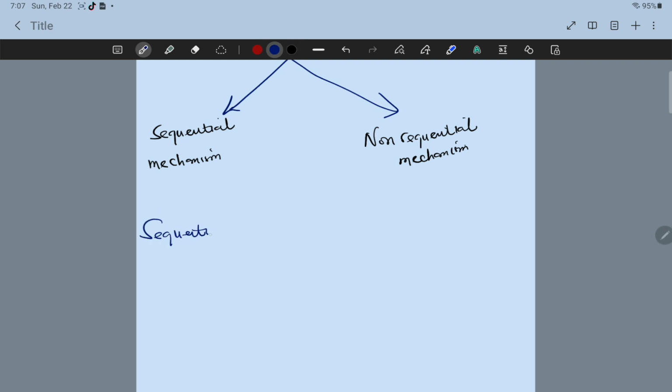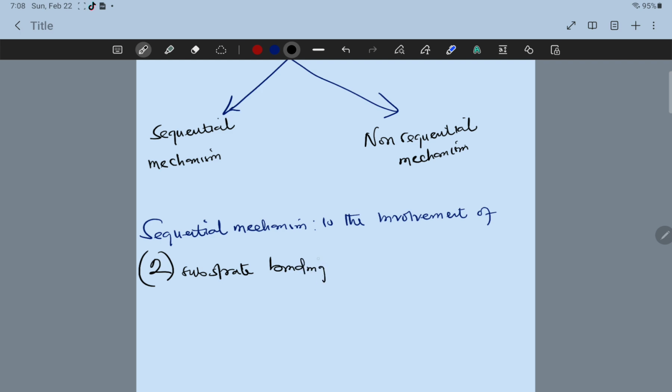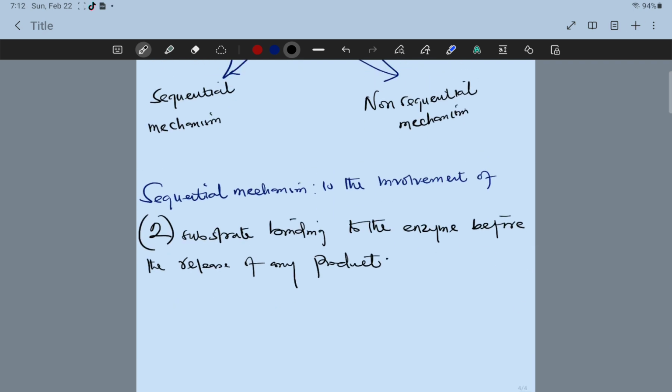In the sequential mechanism, what we understand is the involvement of, emphasis on, 2 substrates binding to the enzyme before the release of any product. So 2 substrates.